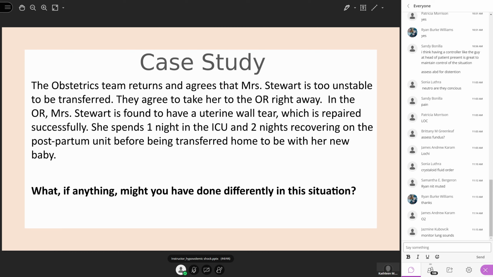You want to take the vital signs. You want to constantly be assessing. You want to do the type and screen. You want to make sure that's done. You want to immediately see if she's got any allergies. Has she ever had any reaction to blood? Ryan, you have any questions?